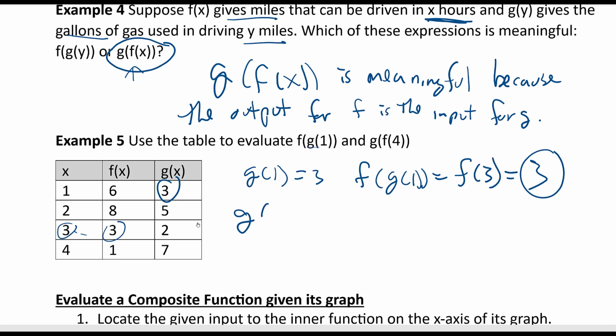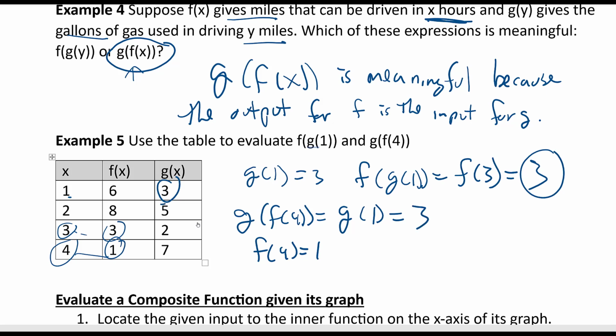And then g of f of 4 is what? Look at 4, f of 4 is 1. So this is going to be g of 1. Oh, we already know that one from before, which is 3. Okay, that's it there.